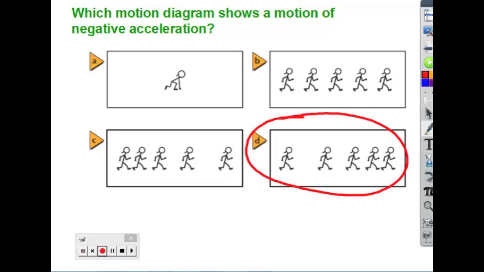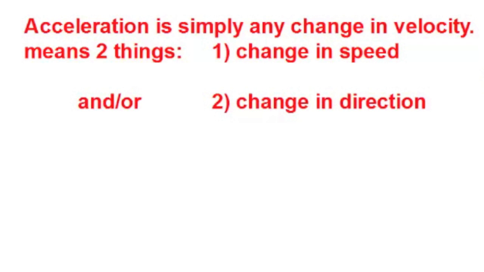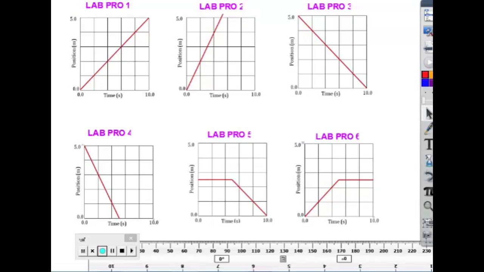Good. But suppose I phrased it this way. Velocity 5 meters per second with an acceleration of negative 0.8 meters per second squared. Yeah, it's the same thing, so don't let that throw you off. So remember, acceleration is change in speed. It's also change in direction, don't forget that.